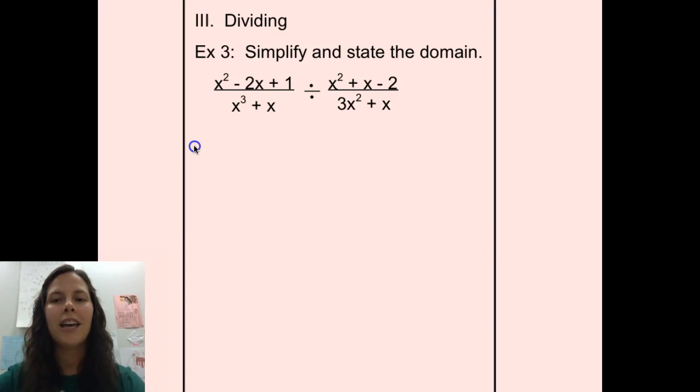Finally, we're going to take a look at dividing. Dividing is very much like multiplying, but you need to multiply by the reciprocal. So we're going to factor everything. We're going to multiply by the reciprocal of that second expression, and then we'll cancel.